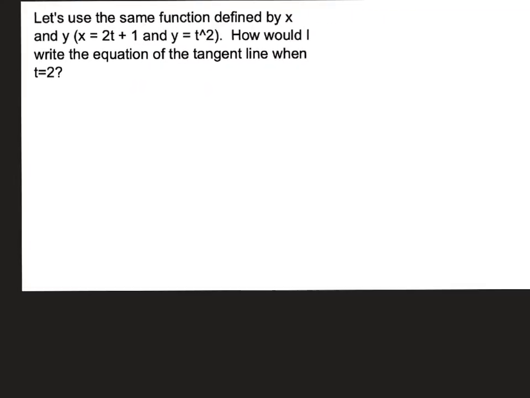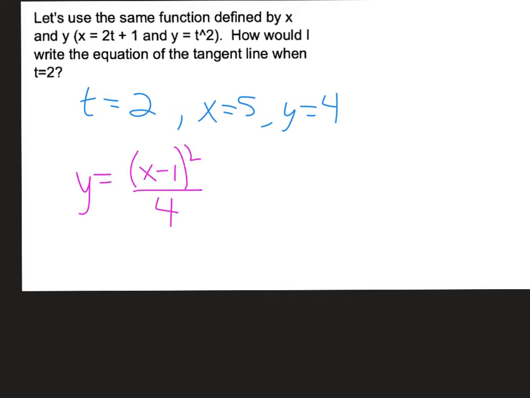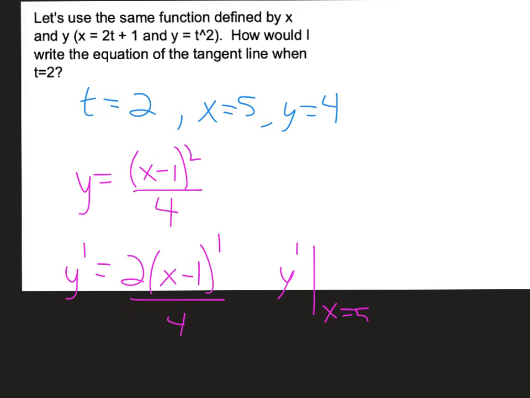when t equals 2? So when t equals 2, just for fun, let's write down what x is. So x is 5, y is 4. So let's think of this how we thought of it before. So we have x minus 1 squared over 4. So y prime is 2 times x minus 1 to the first times 1 over 4. Y prime when x is 5: 5 minus 1 is 4, divided by 4 is 1, so 2.